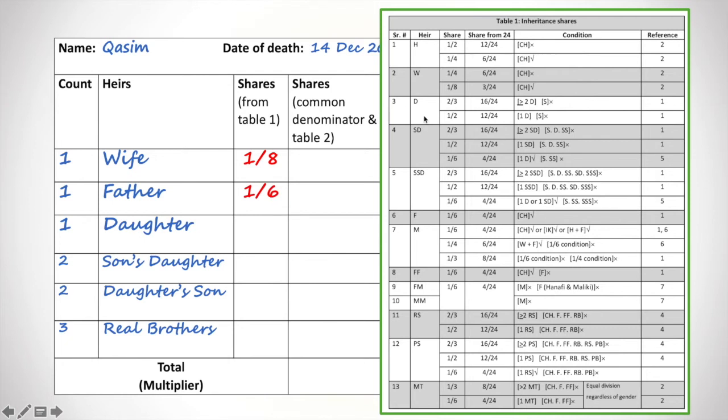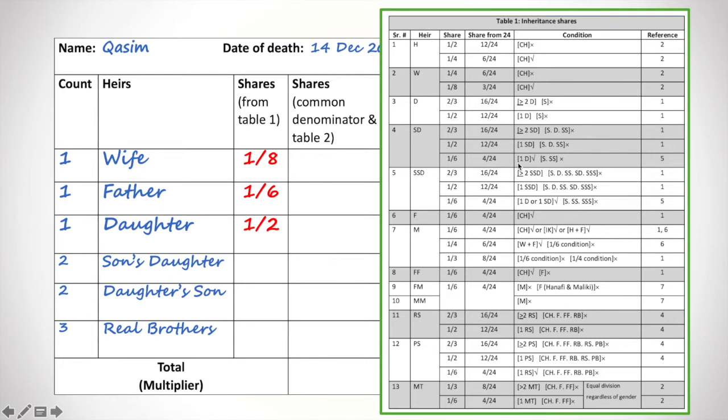And then for the share of daughter, there's only 1 and there's no son present, so she would get 1/2. Now son's daughter, SD, is present in table 1. Let's look at her conditions. If these are 2 or more, which is true in this case, but the condition is there is no son, daughter, or son. We have a daughter here, so this condition does not apply. Second condition does not apply because the total number of SDs is more than 1.